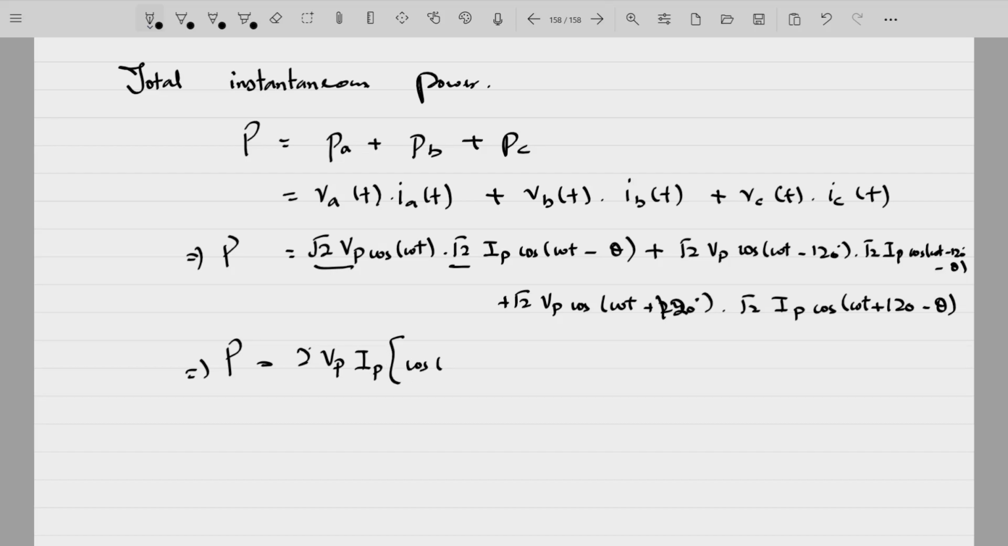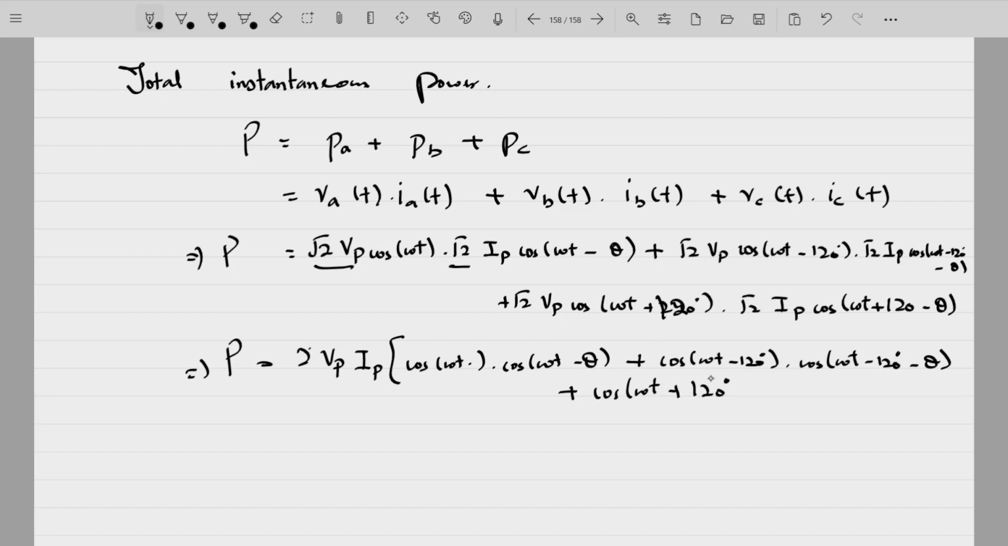Inside you will be left with cos of omega t into cos of omega t minus theta, plus cos of omega t minus 120 into cos of omega t minus 120 minus theta, plus cos of omega t plus 120 into cos of omega t plus 120 minus theta.